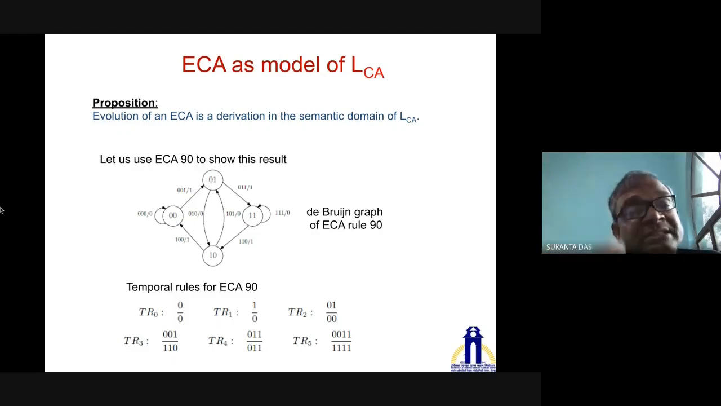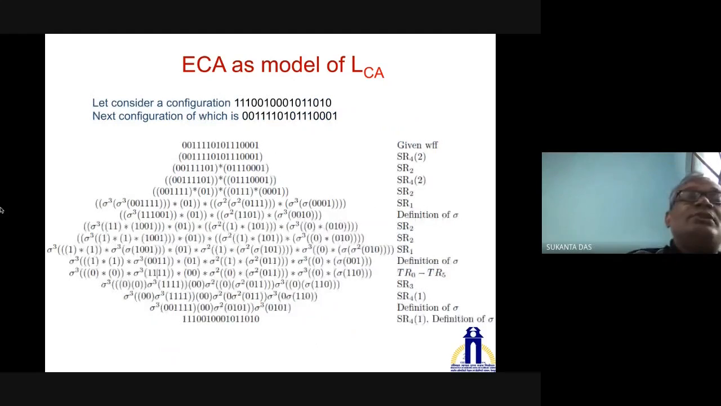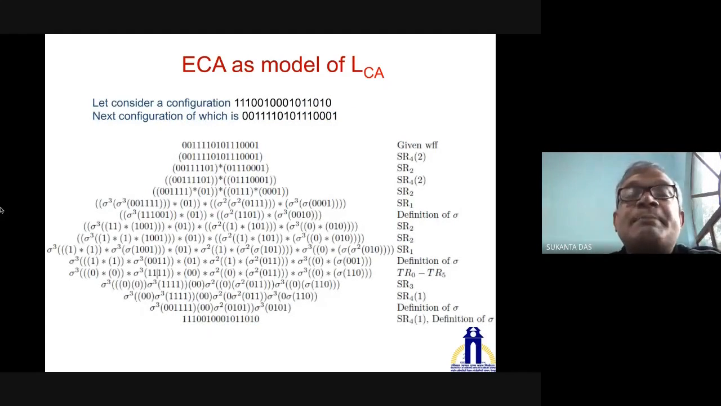Obviously in case of ECA there are 256 rules. So for 256 rules we will get different 256 sets of temporal rules, and obviously the spatial rules will remain the same. Anyway, let us show this evaluation by an example.